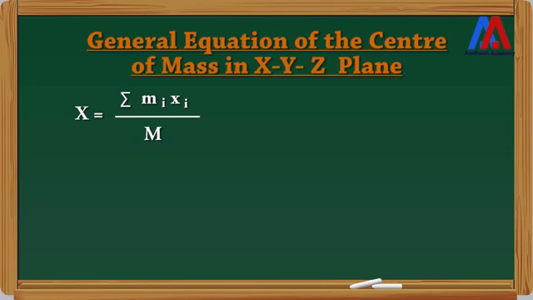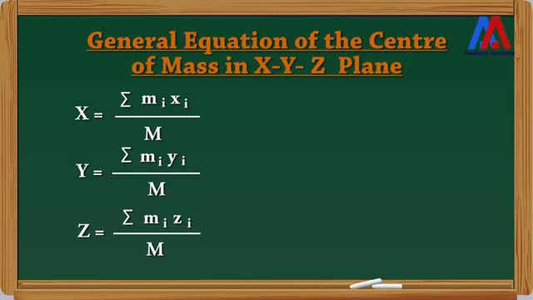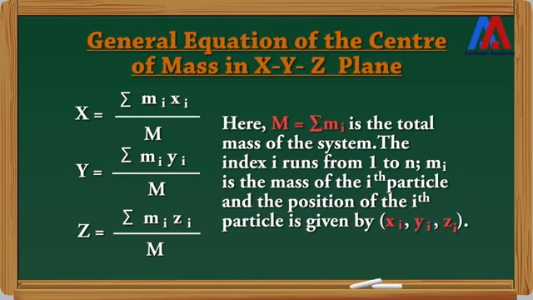Now let us find out the general equation of the center of mass in the x, y, z plane, that is in the three-dimensional plane. In that situation, as we have already derived that x will be equal to sigma of mixi divided by m. Similarly, y will be equal to sigma miyi divided by m and z will be equal to sigma mizi divided by m, where m, that is the capital M, is the total mass and that can be written as sigma of mi.